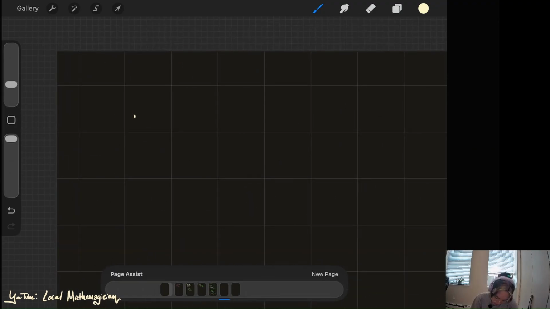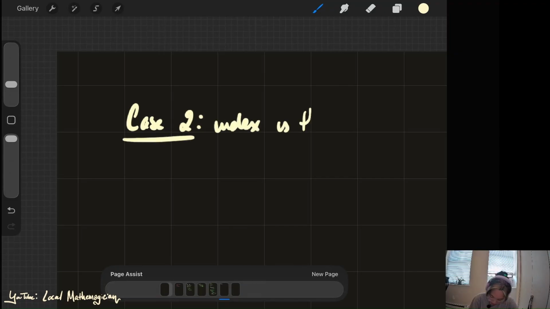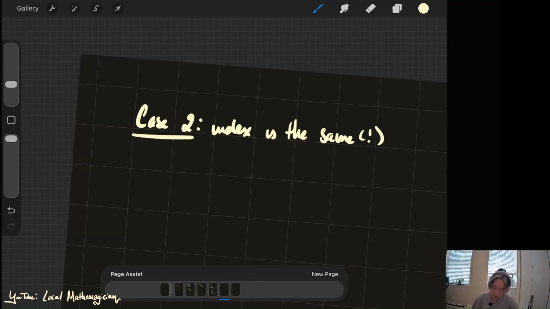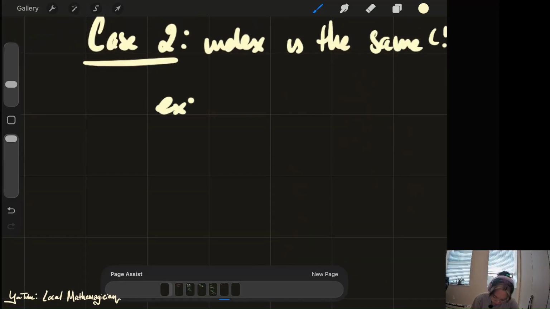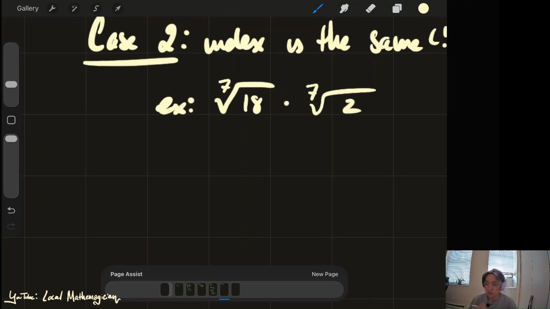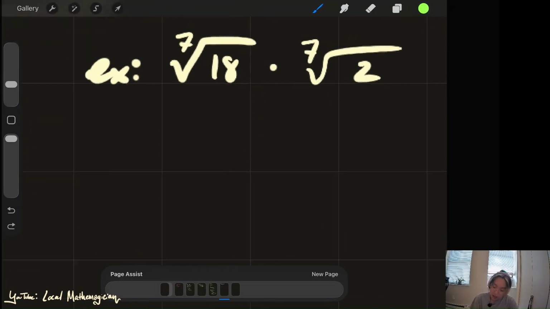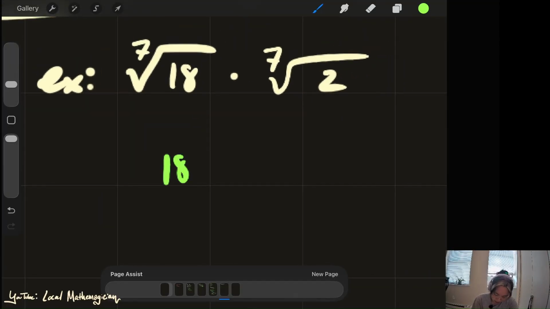Case 2 is when your index is the same. Right? So for example, 7 root, I don't know, 18 times 7 root 2. Okay, hear me out. This we can actually write as 18 to the 1/7 times 2 to the 1/7, right?